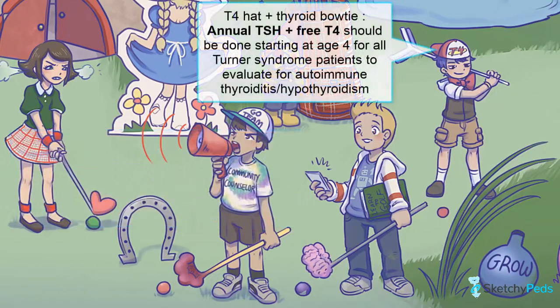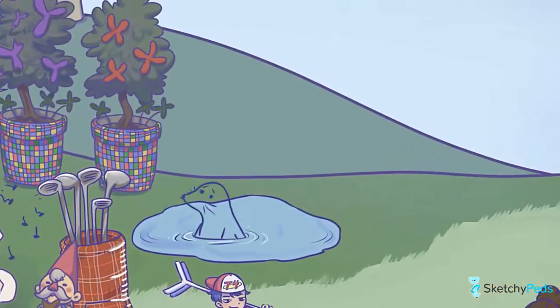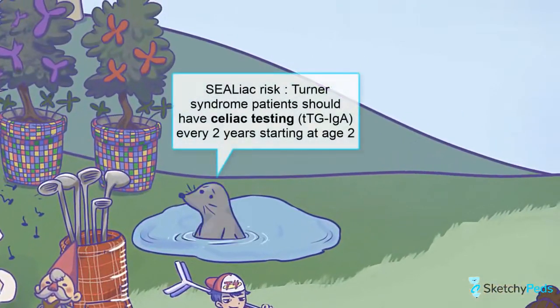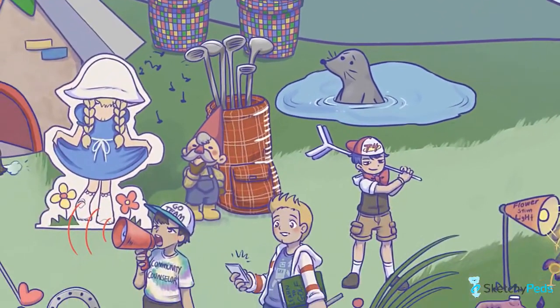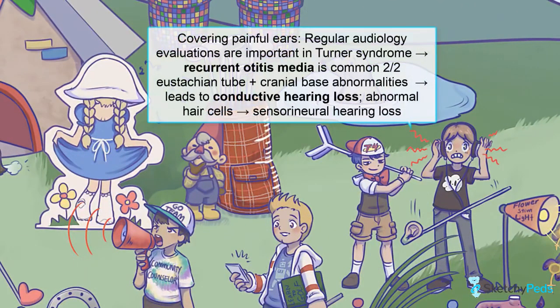Another problem common in Turner syndrome patients is autoimmune diseases. Regular screening for autoimmune thyroiditis and hypothyroidism should occur starting around age 4 with annual TSH and free T4 measurements, and celiac screening should be done every 2 years starting at age 2 for all patients with Turner syndrome. This elusive mini-golf seal should remind you to check for celiac disease. Inflammatory bowel disease can also be seen in Turner syndrome patients, so keep an eye out for persistent abdominal pain and bloody stools.